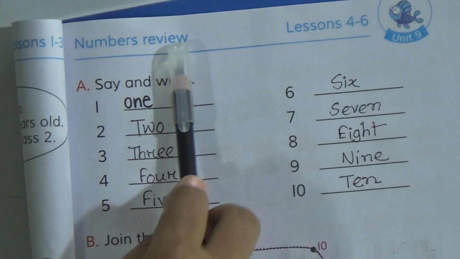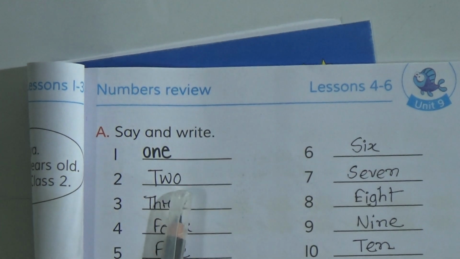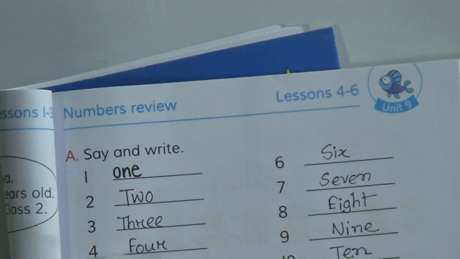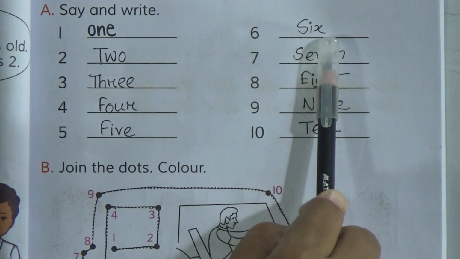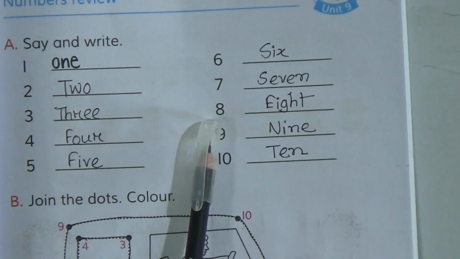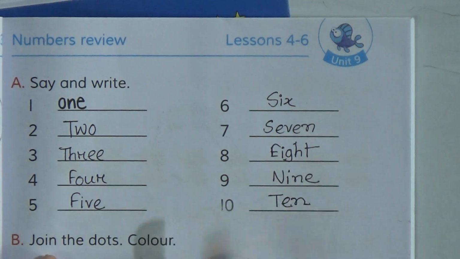This is also Unit 9. Say and write. This is numbers review. Say and write. This is 1. O-N-E 1. Number 2. T-W-O 2. 3. T-H-R-E-E 3. 4. F-O-U-R 4. 5. F-I-V-E 5. 6. S-I-X 6. 7. S-E-V-E-N 7. 8. E-I-G-H-T 8. 9. N-I-N-E 9. 10 is T-E-N 10.